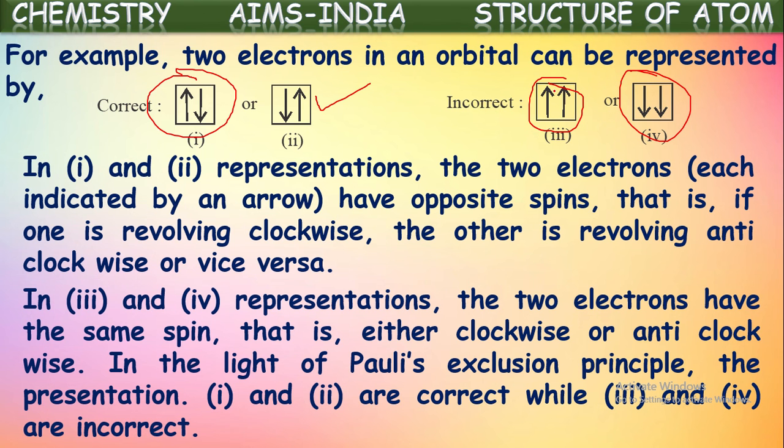This is about the three principles which help us in writing the electronic configuration. We say these are the principles which govern the electronic configurations of the elements. Did you understand? So by keeping these three principles in mind, we can write the electronic configuration of any element if we know the atomic number, if we know the number of electrons in it.